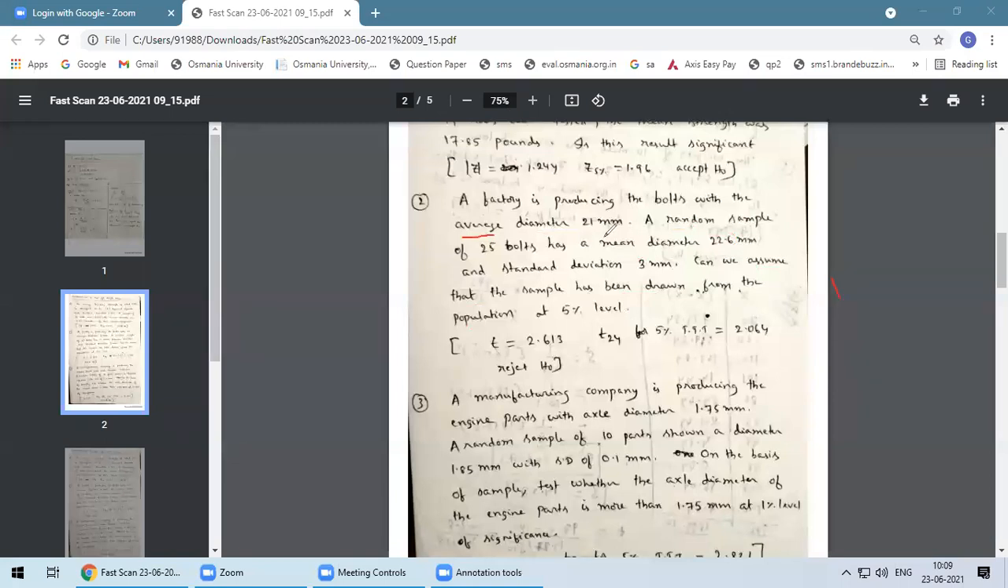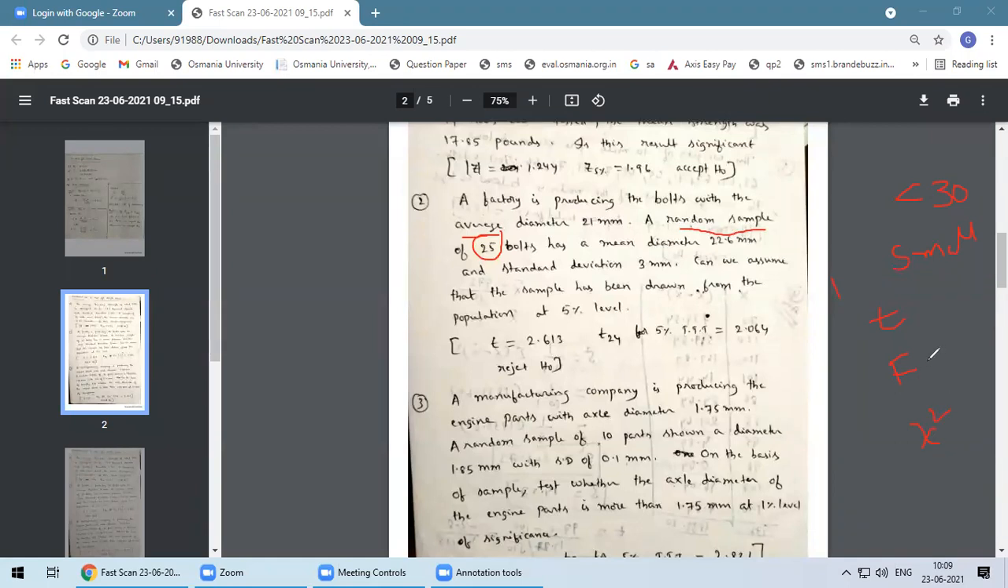What is the sample taken in this problem? See here, clearly a random sample. In the second sentence, he has mentioned a random sample of 25 bolts. So clearly it is less than 30. Sample size 25 is less than 30. That means you have to apply only a small sample test. So how many small sample tests are there? The t-test is there, the F test is there, and then the chi-square test is there. These are the three tests.